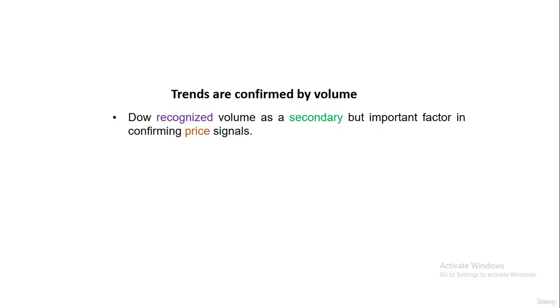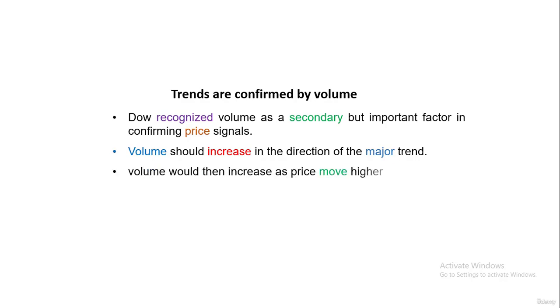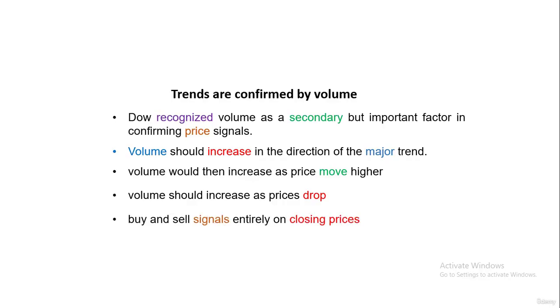Volume is confirmed by trend. Dow recognized volume as a secondary, but important, factor in confirming price signals. Simply stated, volume should increase in the direction of the major trend. In a major uptrend, volume would increase as the price moves higher, and in a downtrend, volume should increase as the price drops. Dow considered volume a secondary indicator. He based his actual buy and sell signals entirely on closing price.